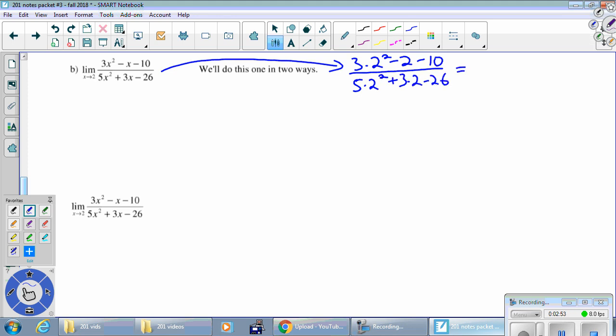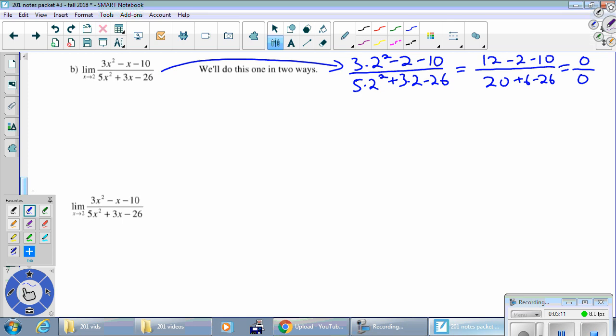Okay, upstairs, 3 times 4 is 12, minus 2 minus 10, and then downstairs 5 times 4 is 20, plus 6 minus 26. And upstairs we get 0, no problem. Downstairs we get 0, yikes. So 0 over 0 means that there's more work for us to do.